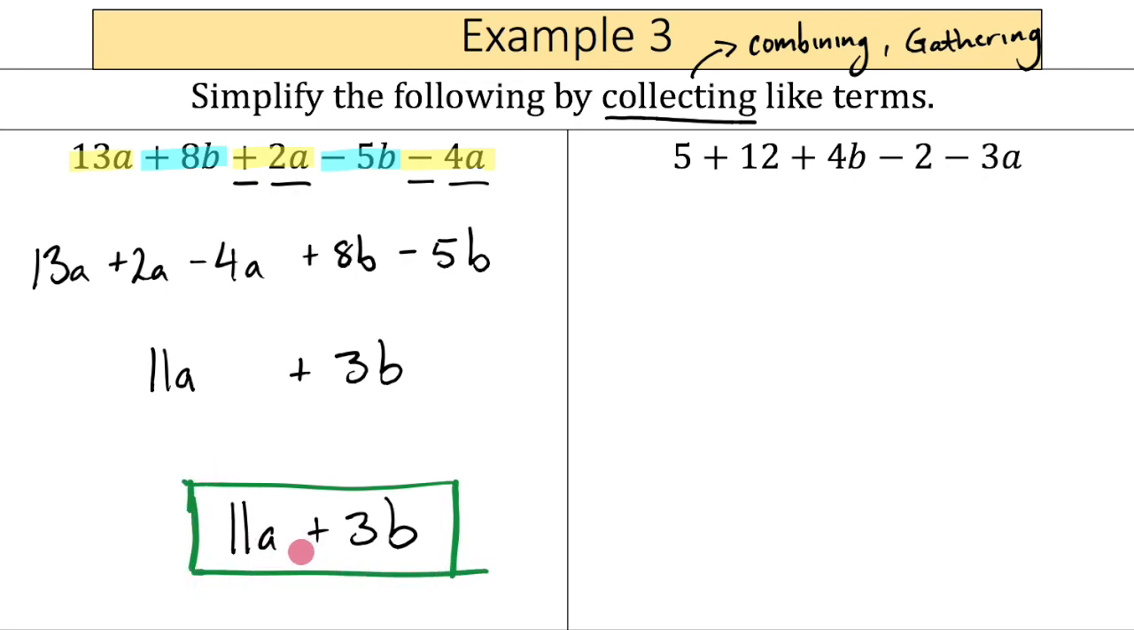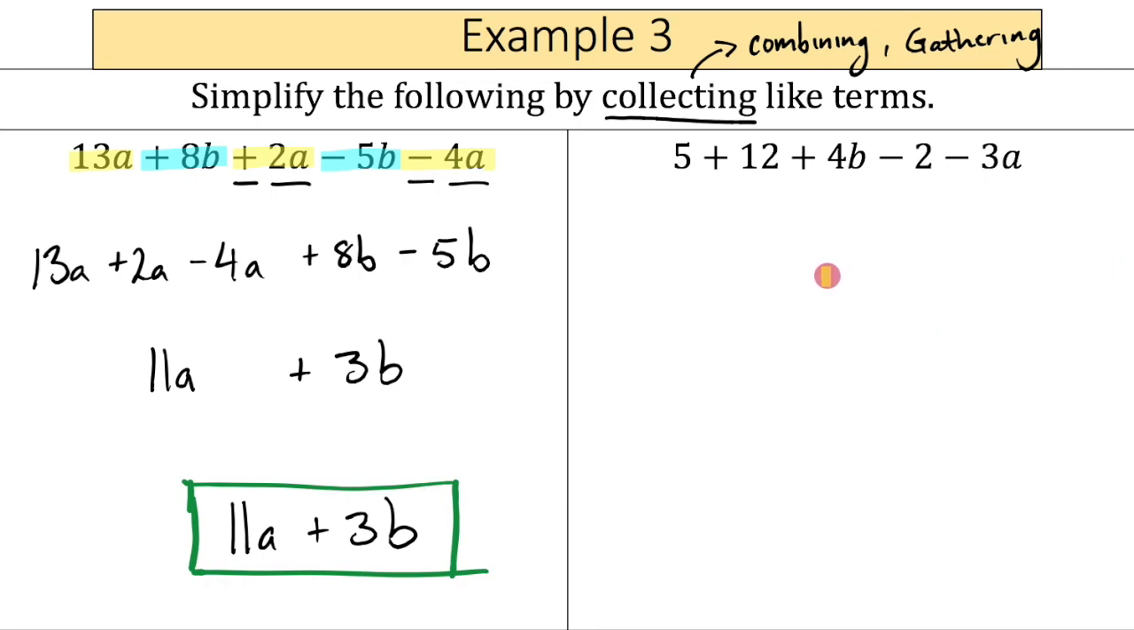Now we're going to talk about this later, but it's also important to realize that 11a plus 3b is an equivalent expression to 13a plus 8b plus 2a minus 5b minus 4a. This and this are equivalent expressions, meaning if I was to sub in the same values for a and the same values for b into both of these, I would get out the same answer. We're going to see that more further on.